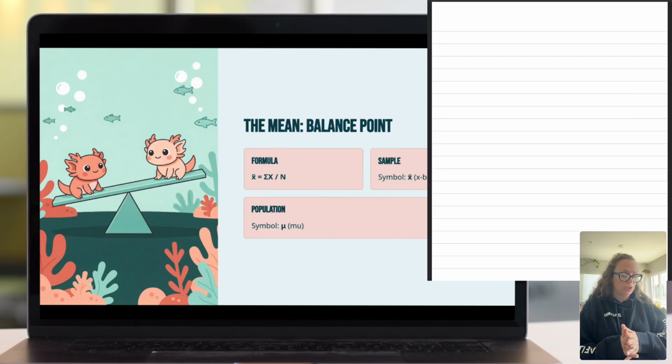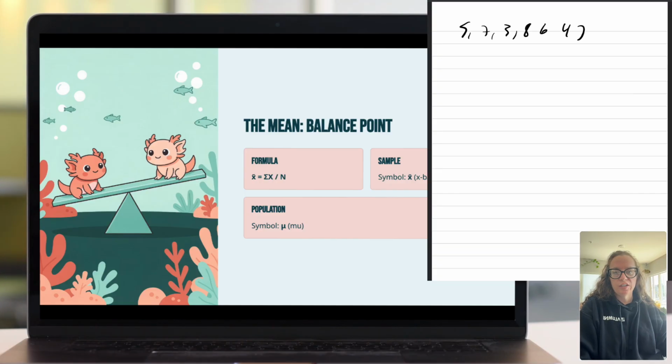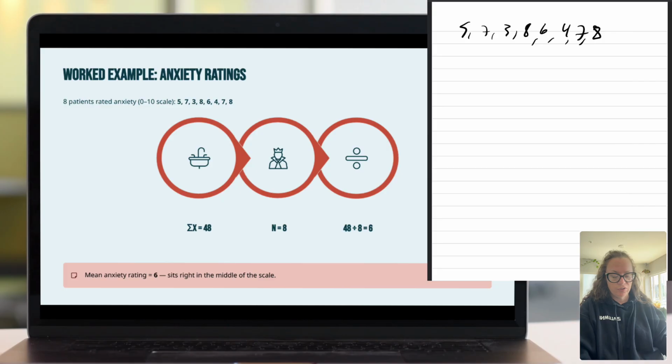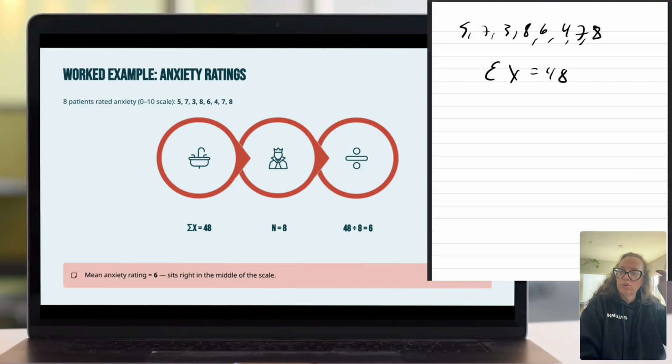Okay, so let's go through an example. Let me walk you through a concrete example step by step. So suppose you collected anxiety ratings from 8 patients on a scale of 0 to 8. So you have 5, 7, 3, 8, 6, 4, 7, and 8. Okay. So add up all the values. 5 plus 7 plus 3 plus 8 plus 6 plus 4 plus 7 plus 8. That equals 48. So the sum of x equals 48.